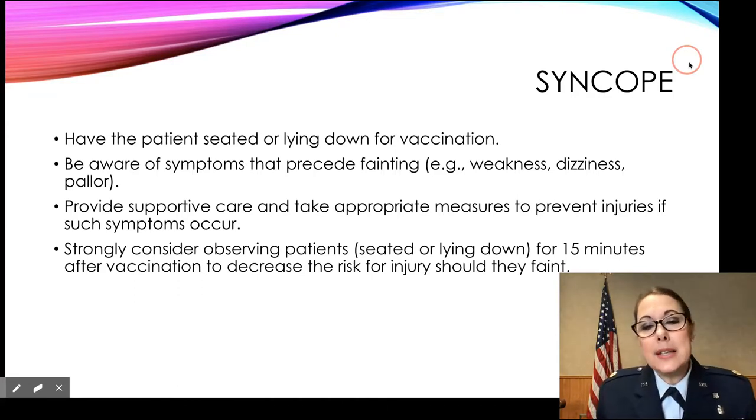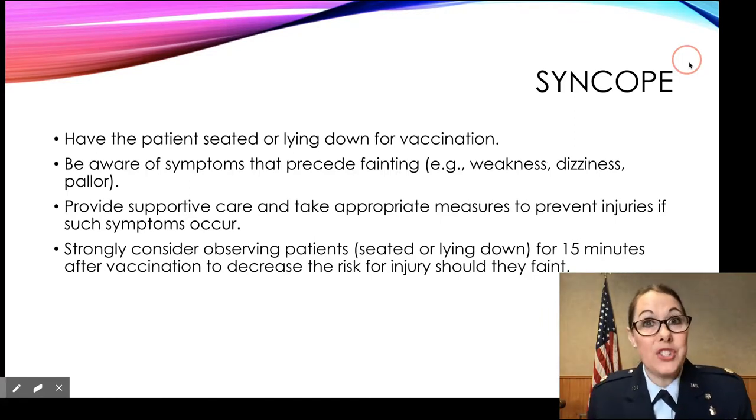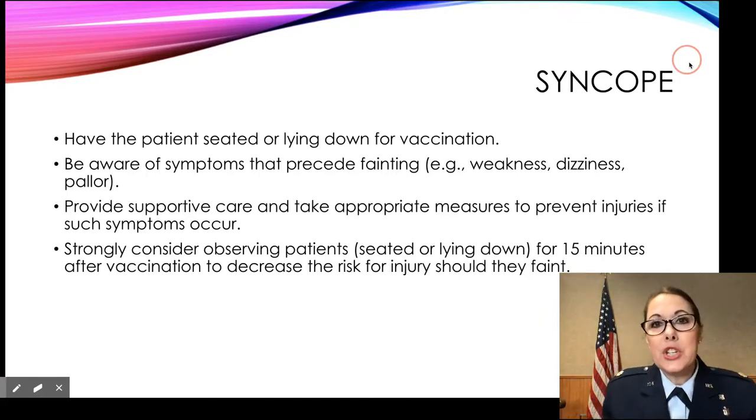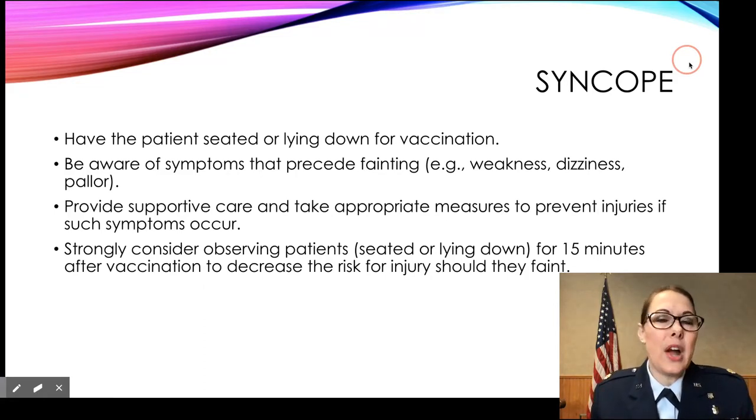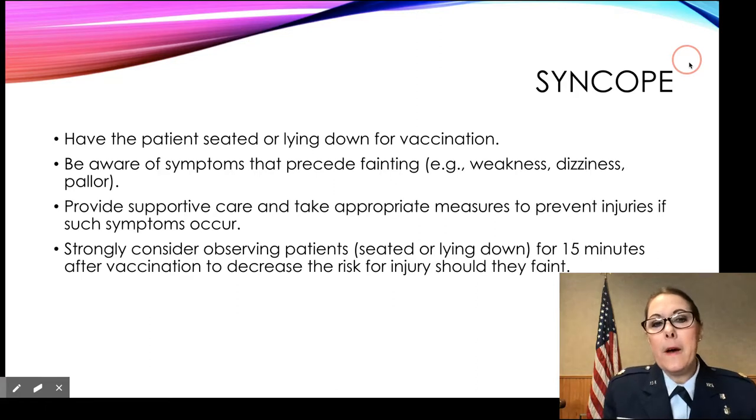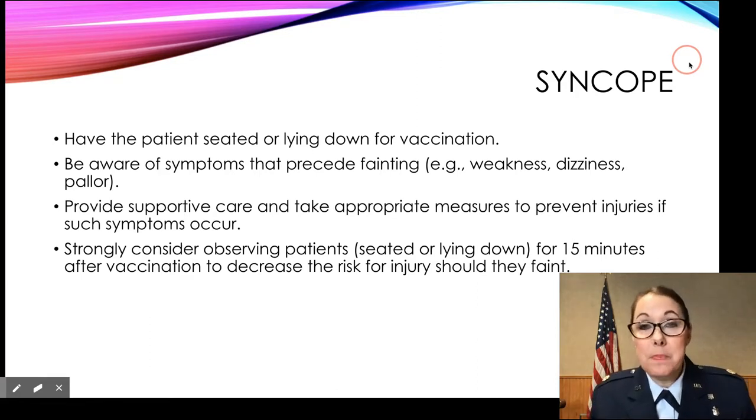Be aware of the symptoms of fainting. So I really watch patients. I listen to what they're saying. I monitor their eye movements. I watch their skin color. If they're shifting in their seats a lot, they're making comments about being nervous or how they hate immunizations. Are they avoiding eye contact with me? Are they starting to break out in a sweat?